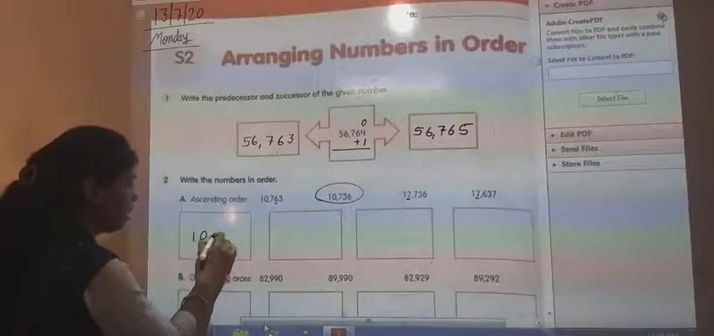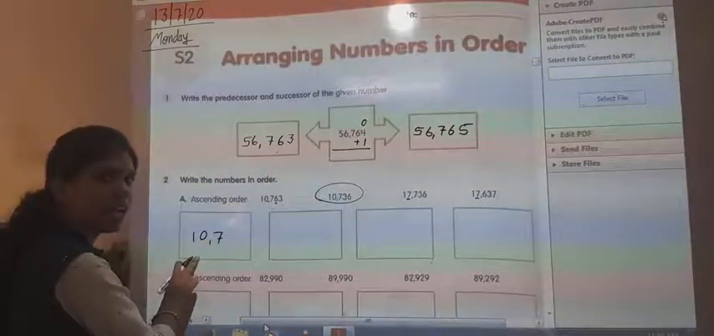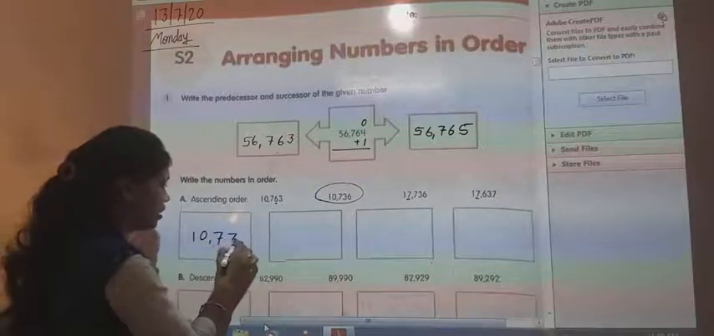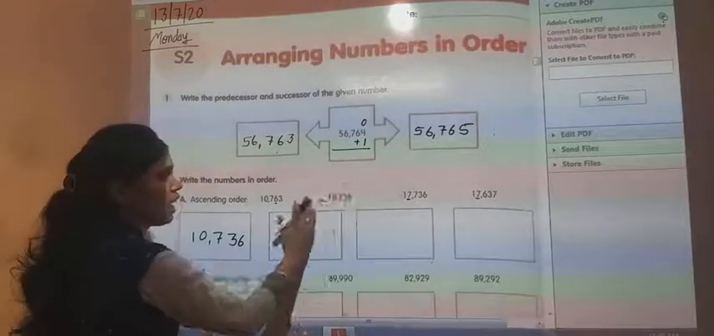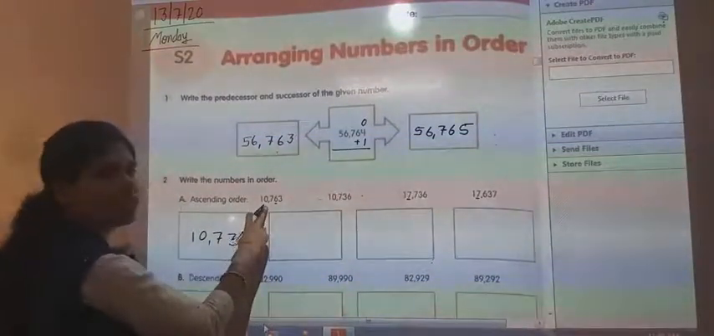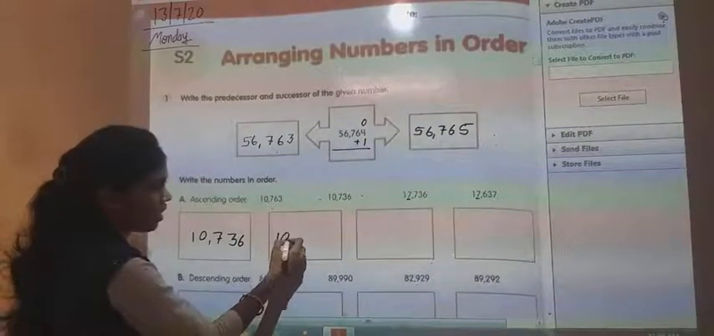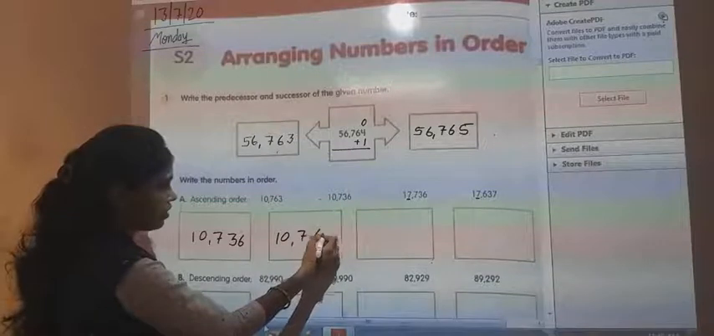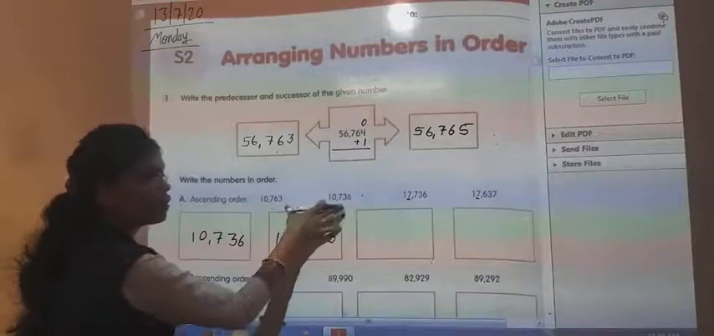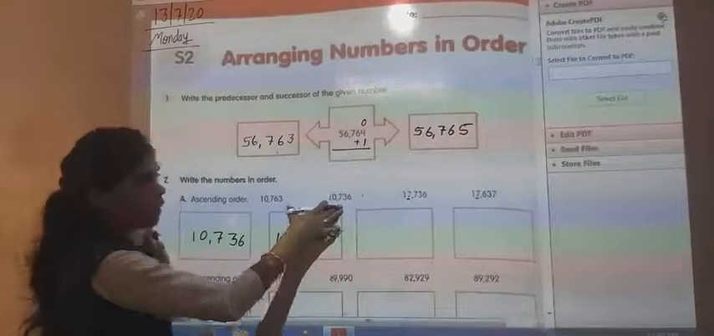So the number is 10,736, and the second number will come. Yes, what number will come? Right, 10,763. Both numbers are done. Okay.